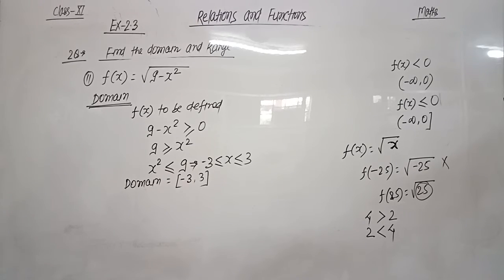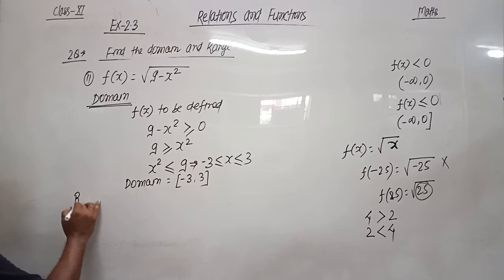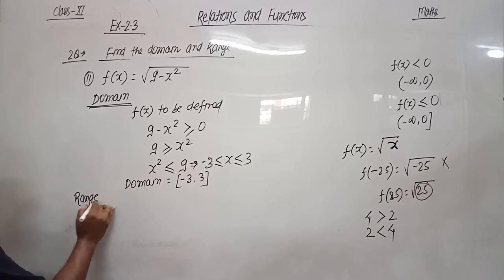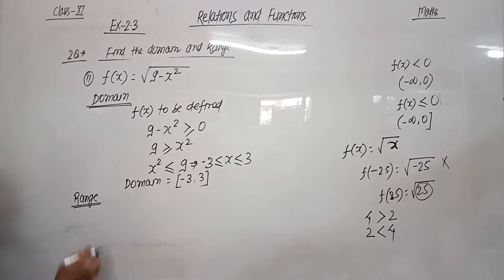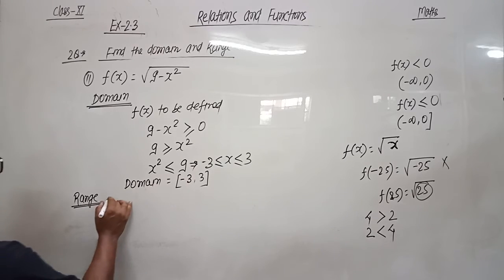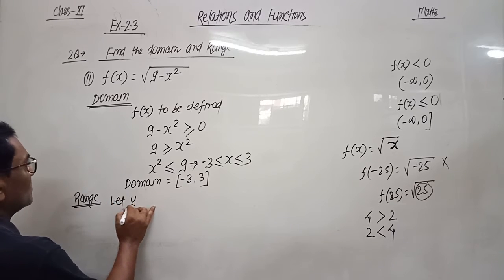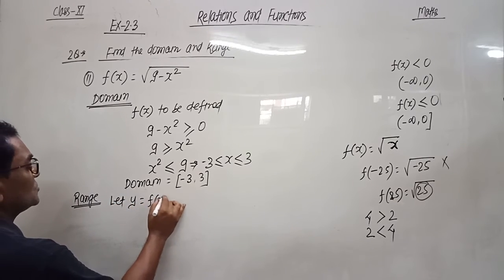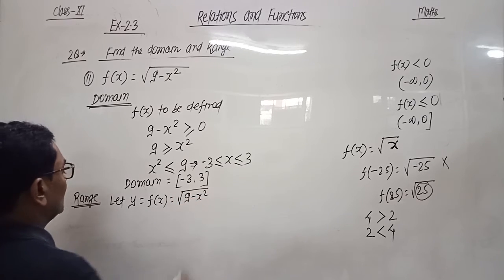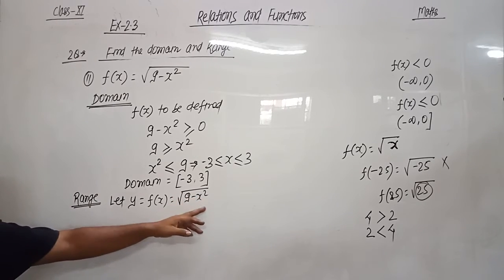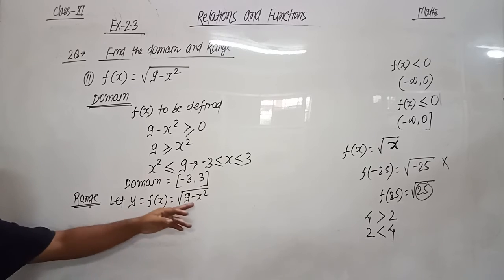Now for finding its range, the process is to make y equal to f(x). The function is taken equal to y. So let y equal f(x) equals under root of 9 minus x square. So y equals under root of 9 minus x square.